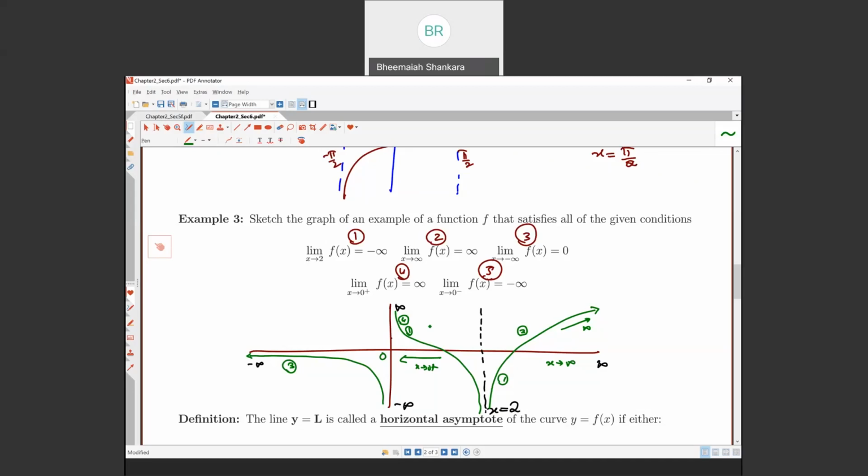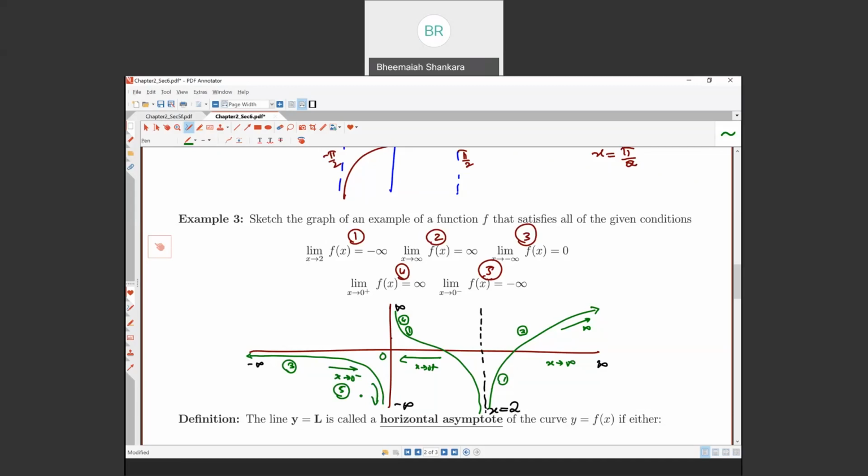And the definition 5, when x is approaching 0 minus, the functional value is negative infinity. So 0 minus is approaching 0 from the left and you see the curve is going down. So this is your definition 5. So you have a nice neat curve which satisfies all these 5 definitions.